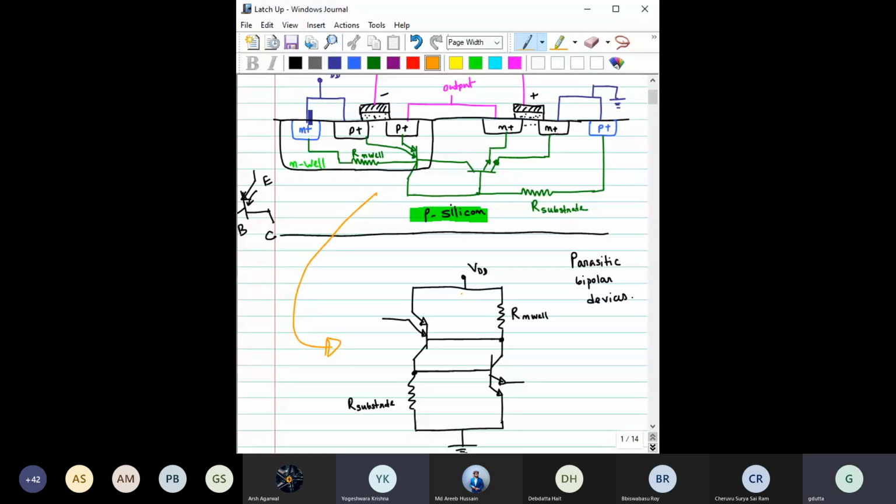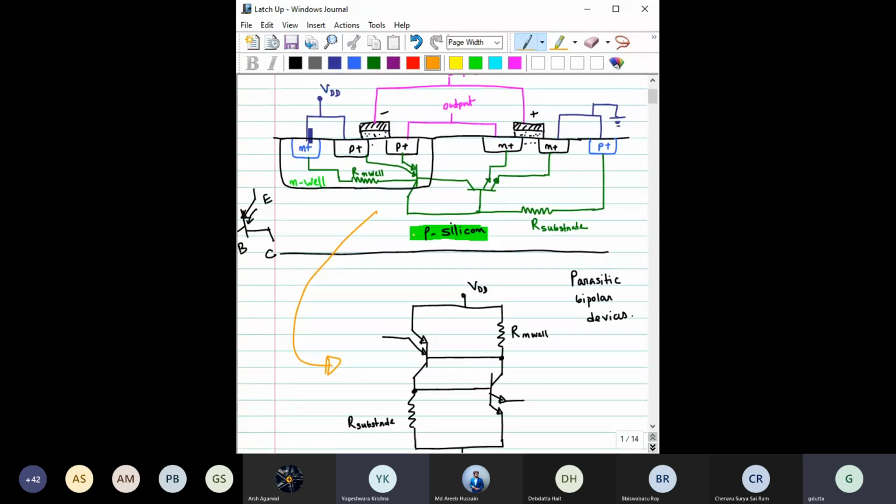For example, if you compare these two, it would be great. So this is VDD. With this VDD, you have this P plus region. Then another P region is connected with the output. So this is another P region, connected with the output.